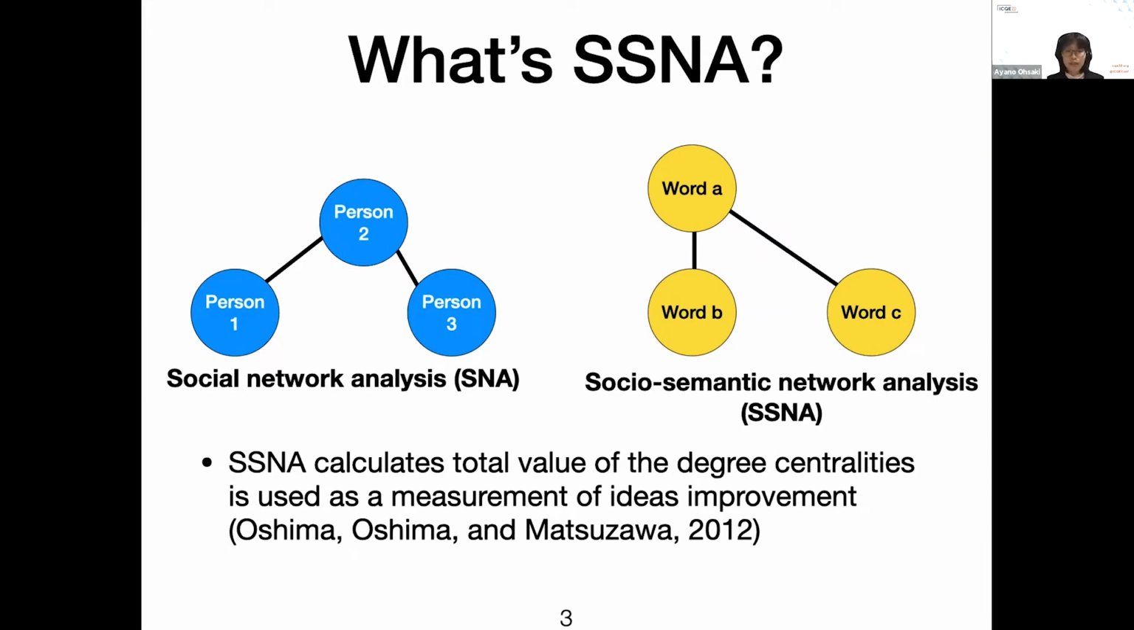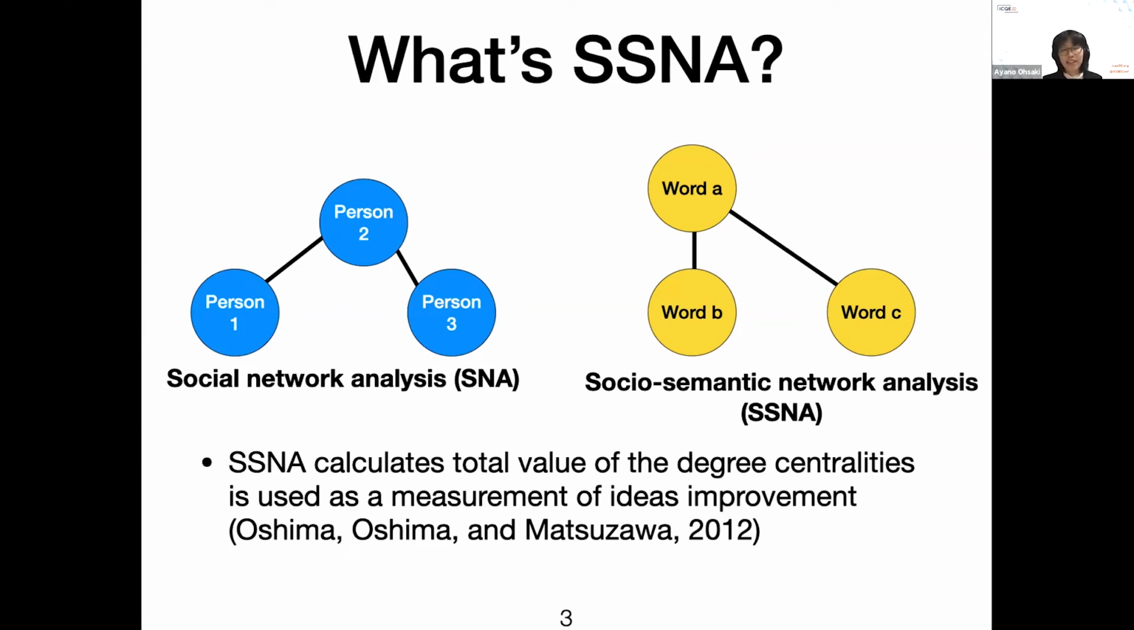SSNA is based on the social network analysis, SNA, method with an added semantic perspective. SNA is a method used to conduct network analysis on human behaviors by showing a person as a node and the relationship between persons as a link, such as in the left figure. On the other hand, SSNA creates networks from keywords as nodes and the relationship between keywords as links, as in the right figure. Then we can see the transitions of contents in discourse by using SSNA.